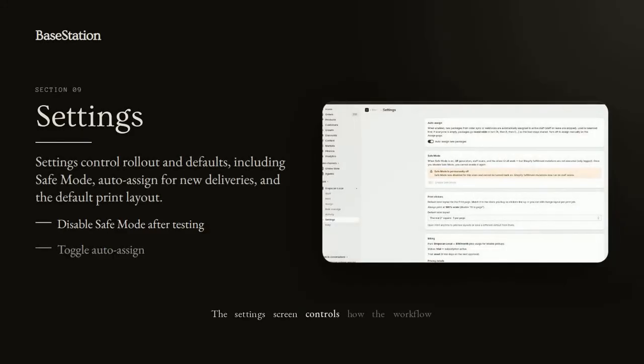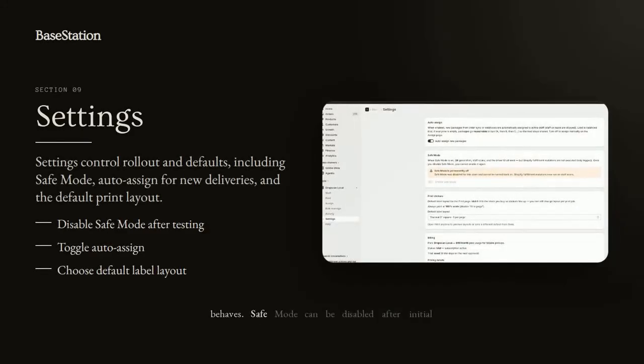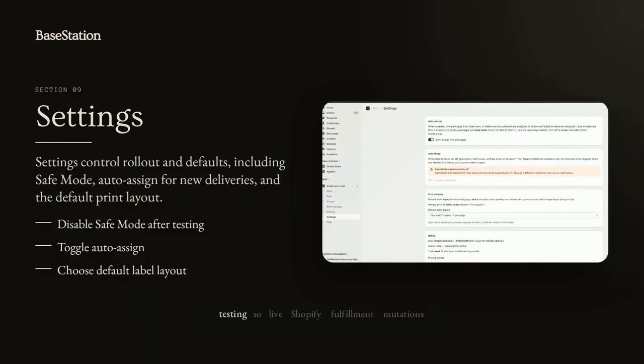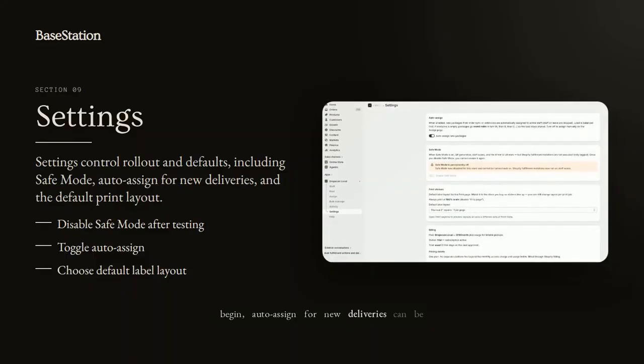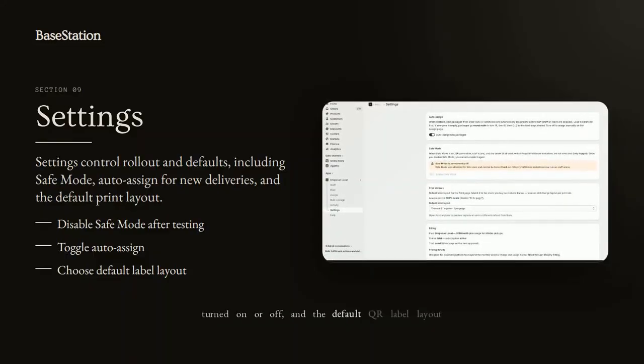The settings screen controls how the workflow behaves. Safe mode can be disabled after initial testing, so live Shopify fulfillment mutations begin, auto-assign for new deliveries can be turned on or off, and the default QR label layout can be set in one place.